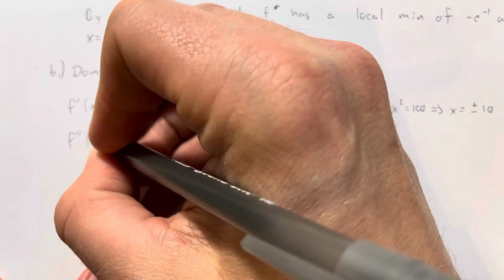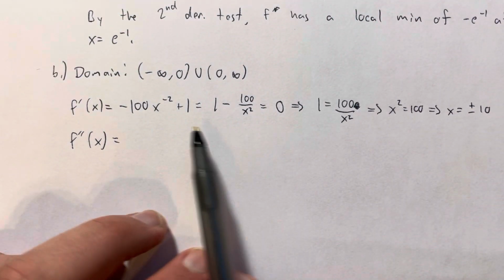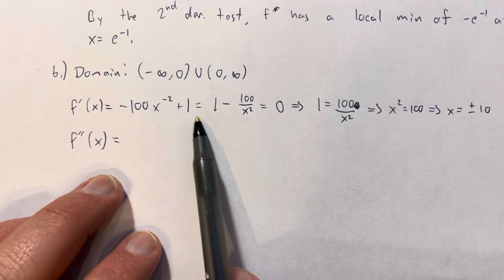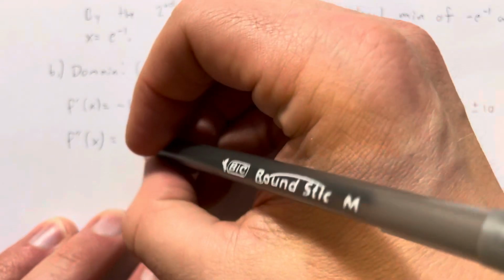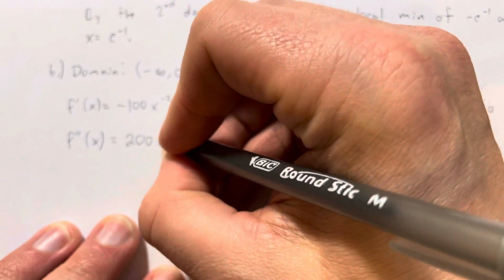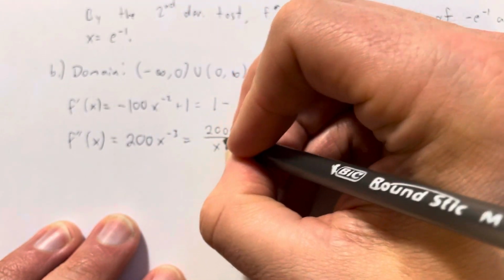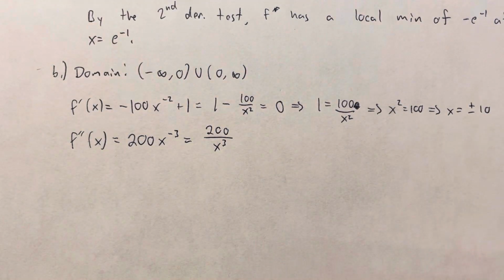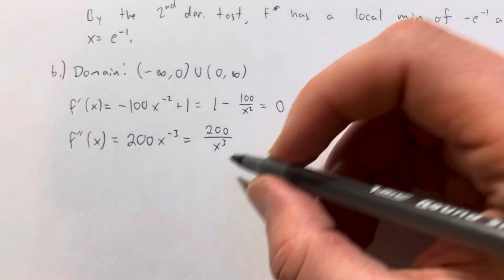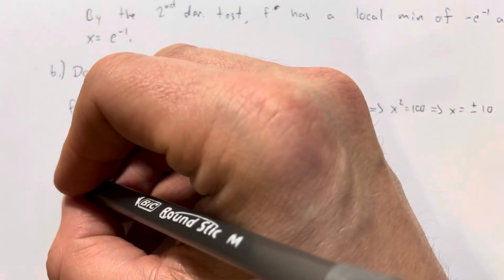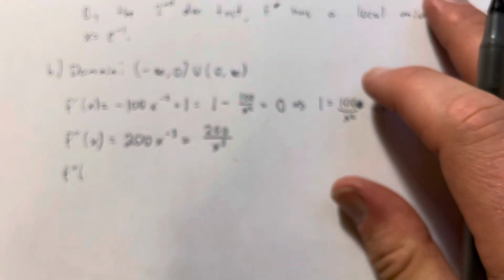Now let's find the second derivative so we can use our second derivative test. So here, I'm going to use this version of my first derivative to take another derivative. The 1 will go to 0, and then I'm going to get positive 200 x to the negative 3rd power, or 200 over x cubed, same thing. Okay? Now, let's see what happens when I take my first and second derivative. So f double prime, let's see what happens when I plug my critical values into that.